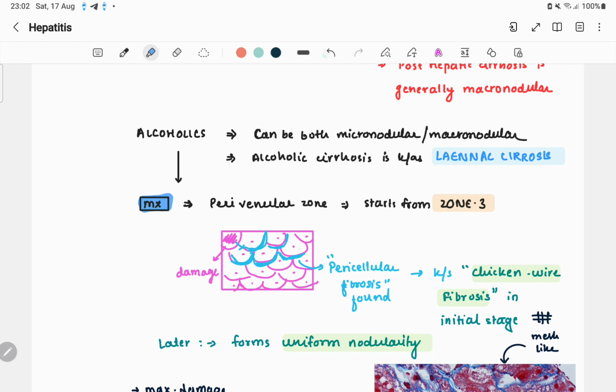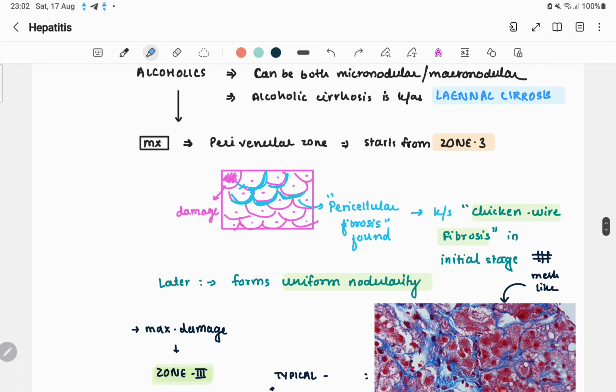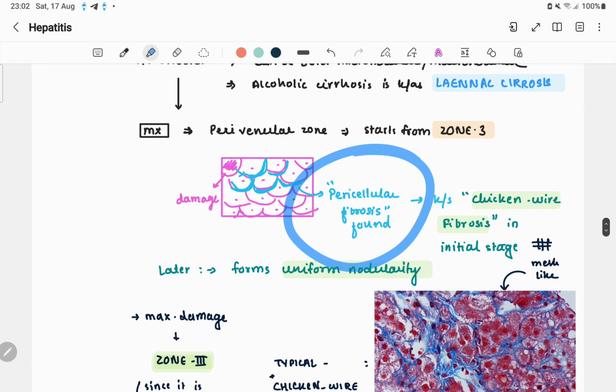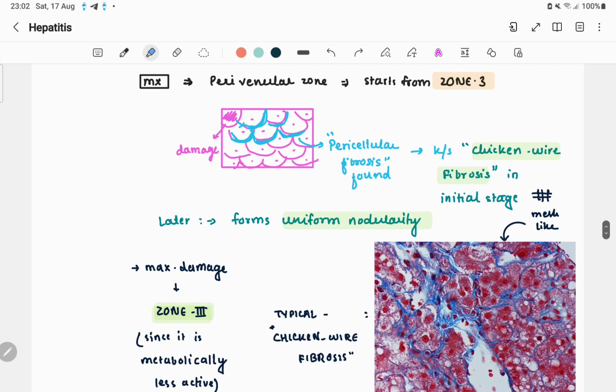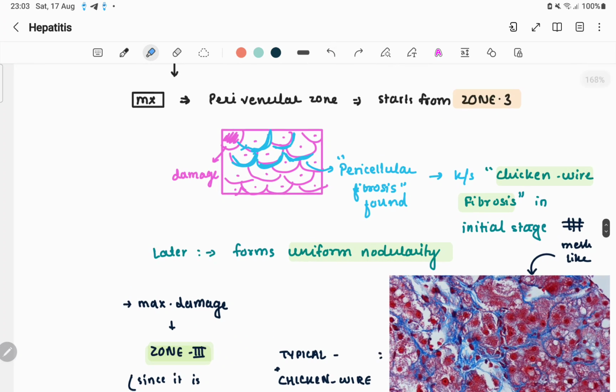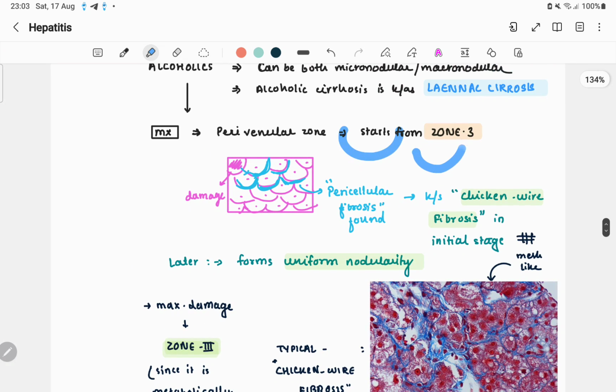So what are the microscopic findings? On microscopy, you will see the perivenular zone. It starts from zone 3 itself. There is damage. There is pericellular fibrosis found, which is called chicken wire fibrosis in the initial stage. A mesh-like fibrosis. Pericellular means if this is our cell, this is our hepatocytes arranged here like this, damage occurs, and this fibrosis occurs on the margins of the cell. So it forms a pattern like this, the scales of the fish pattern. And some scientists saw it and it appeared like chicken wire.